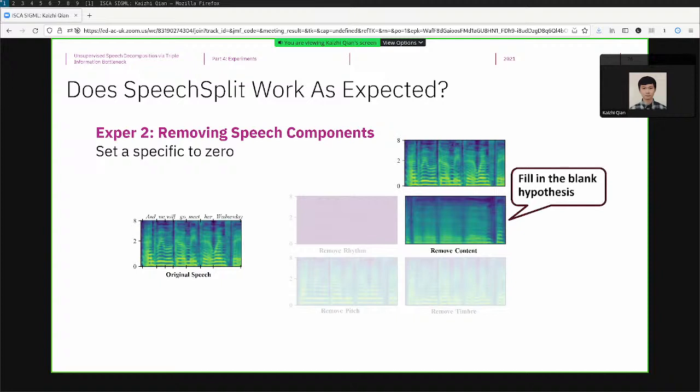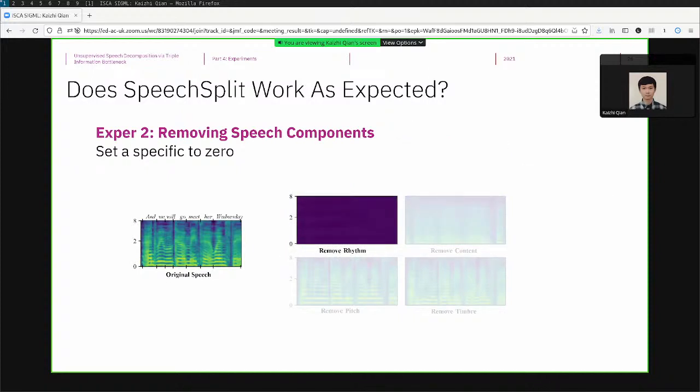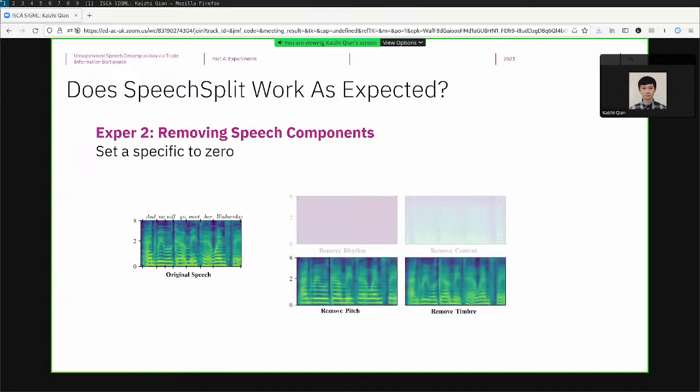This suggests that SpeechSplit may perform a fill-in-the-blank operation, where the rhythm encoder provides some empty blanks and the content encoder provides the content to fill in the blanks. This hypothesis can also explain why the speech becomes empty when the rhythm is removed. This is because there are no blanks to fill, even though the other information is available. Next, when the pitch is removed, the output pitch becomes constant, as indicated by the harmonics. When the timbre is removed, the formants will shift a little, indicating the voice has changed.